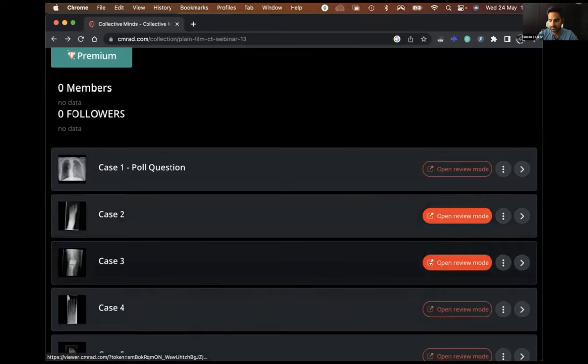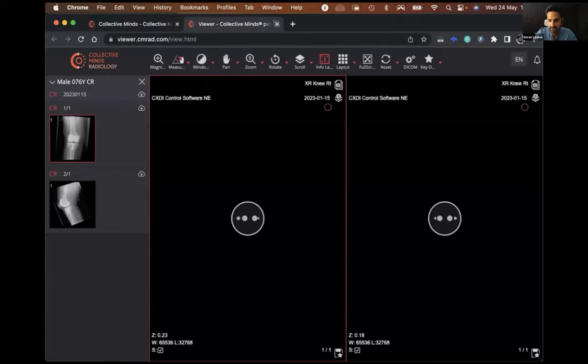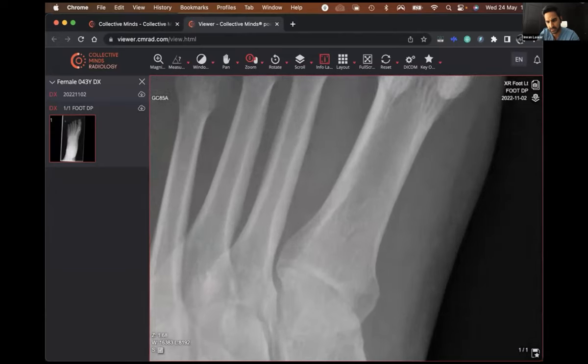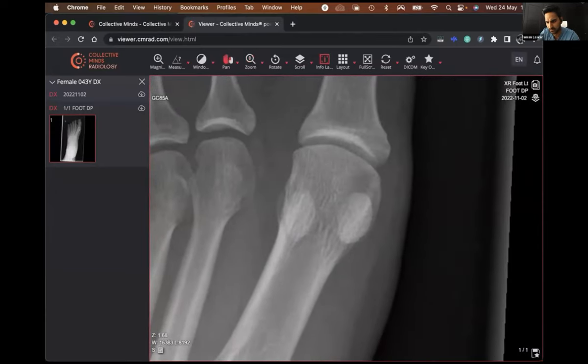Okay, so let's open the next case. What do you make out of the hyperlucency? Okay, let's go back. I just want to go back. Someone asked a question: what do you make out of the hyperlucency at the metatarsal head? Let's zoom in and have a look. So metatarsal head, and I think that's the first one, which is this one here.